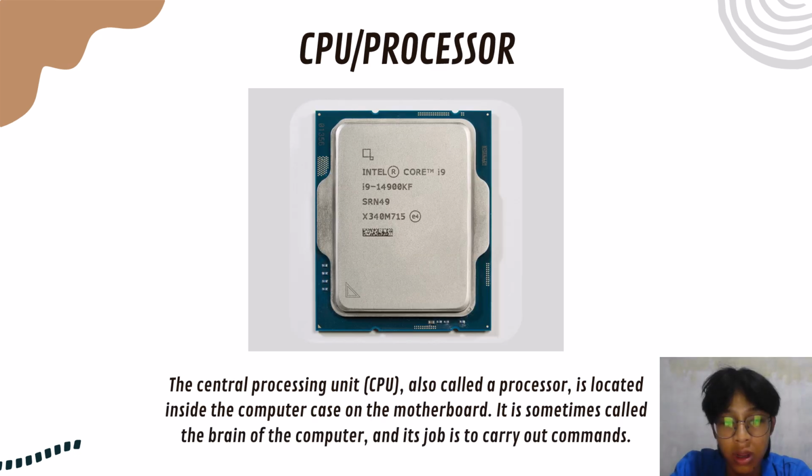CPU processor. The central processing unit, also called a processor, is located inside the computer case on the motherboard. It is sometimes called the brain of the computer, and its job is to carry out commands. Whenever you press a key, click the mouse, or start an application, you're sending instructions to the CPU. The CPU is usually a 2-inch ceramic square with a silicon chip located inside. The chip is usually about the size of a thumbnail.